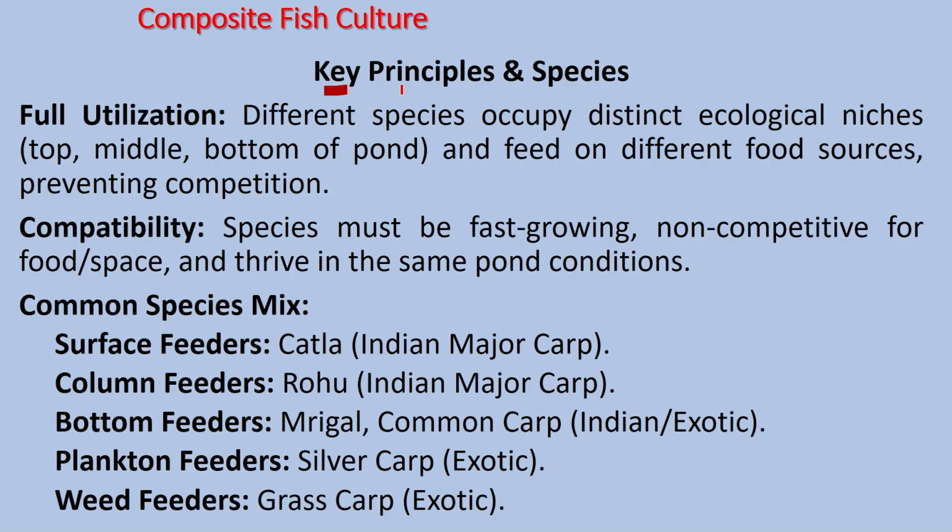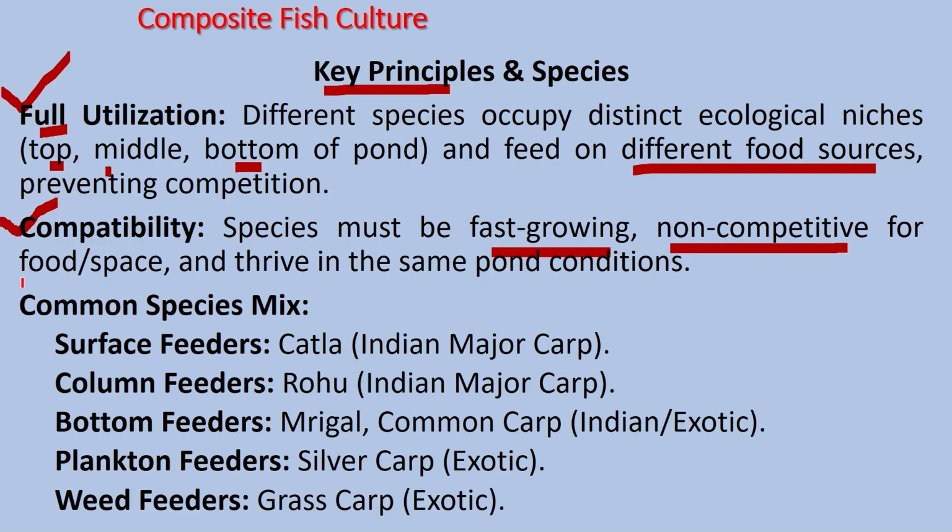Which are the key principles? First of all, full utilization. Different species occupy distinct ecological niches, that is top, middle and bottom of the pond, and feed on different food sources, preventing competition. We can use all the material available in that pond, so that is full utilization of the pond. Second one, compatibility. Species must be fast growing, non-competitive for food and space, and thrive in the same pond conditions.